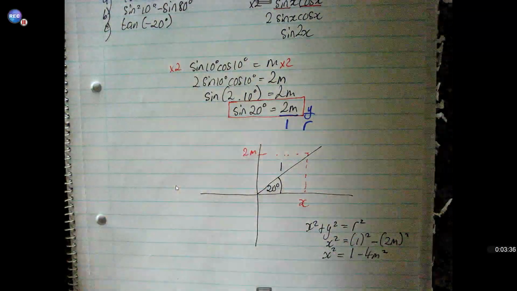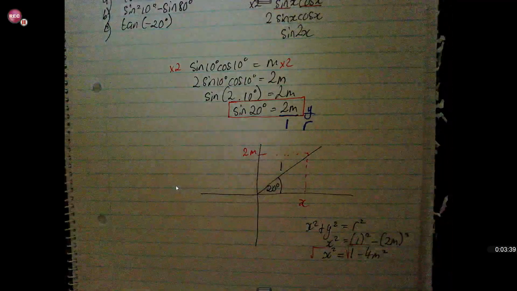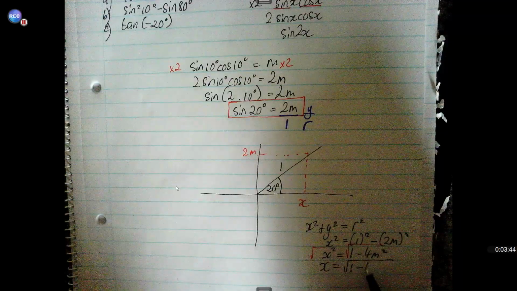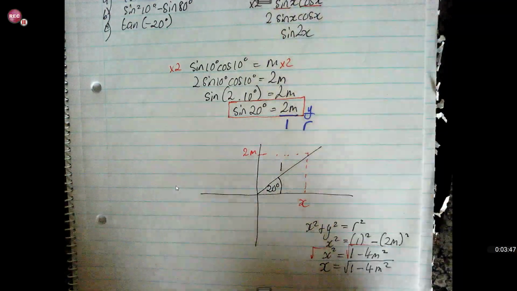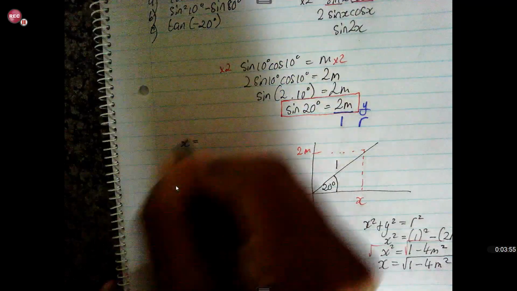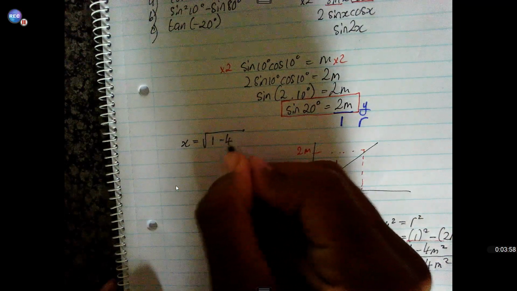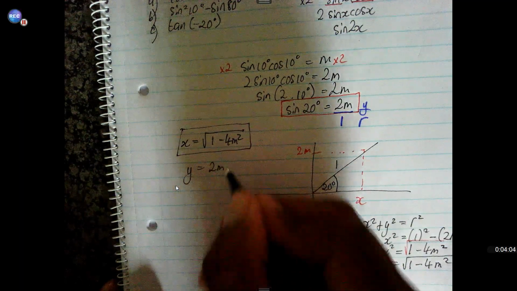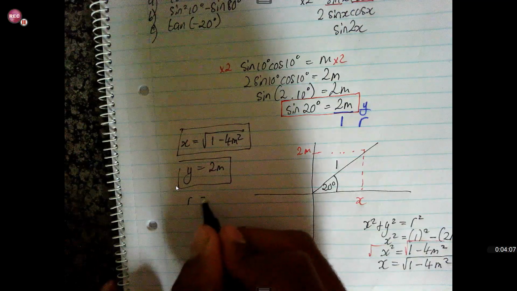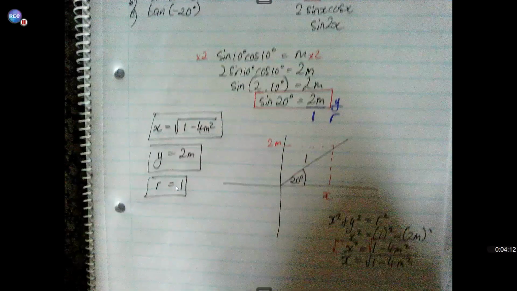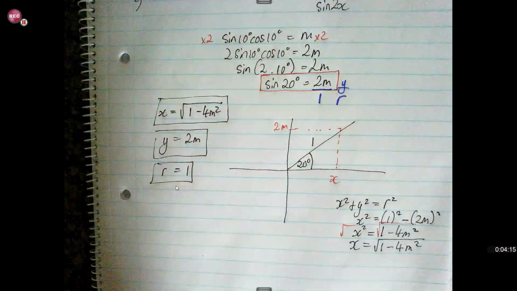Therefore, we have to find the root of both sides. Then we know that the value of x is the square root of 1 minus 4m squared. Let me just write it here somewhere. So the value of x is the square root of 1 minus 4m squared, the value of y is equal to 2m, and the value of r is equal to 1. So these are the values that we have to use in order to calculate the given ratios.